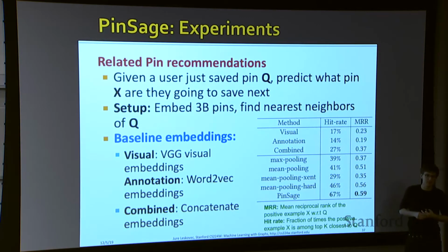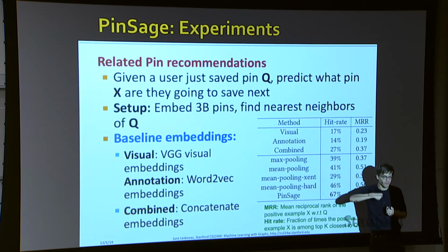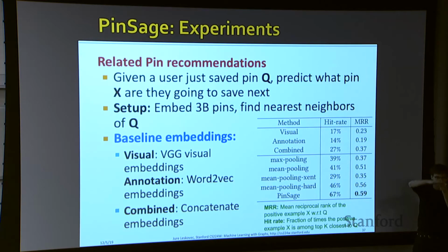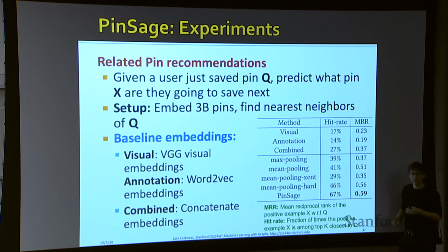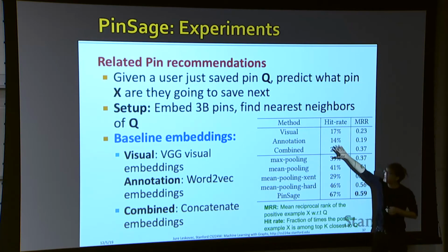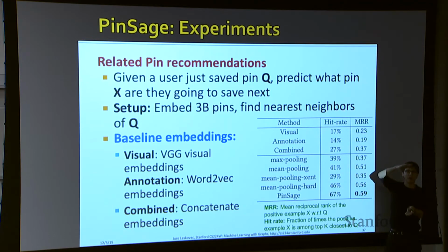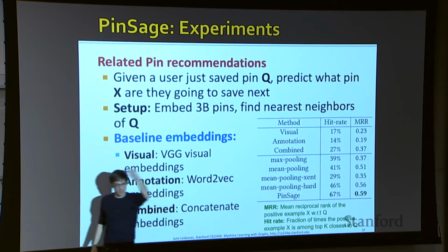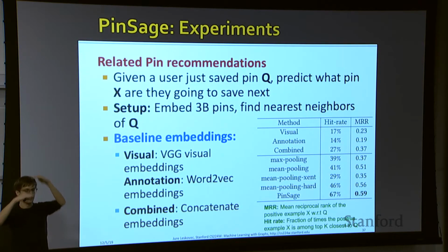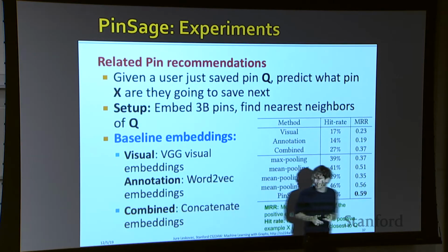One is called mean reciprocal rank, where I would take the rank of X divided by the total number of pins, and then take a reciprocal of that and compute the mean. And the higher the number, the better. This is called mean reciprocal rank. And then this other metric, it's called hit rate. The point of this metric is how often was this pin X among the top K? Let's say top 100, top 500, right? So I'm just saying how often were you able to put this related pin X among the closest 100 pins, okay? So now let me tell you what the baselines are.